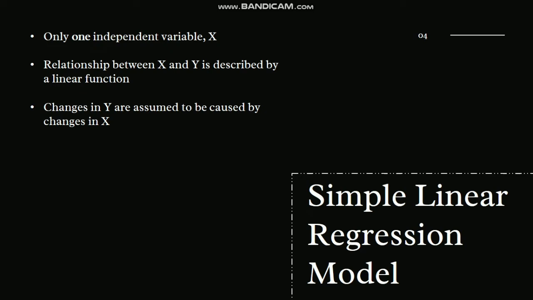Simple linear regression model. First, only one independent variable, it is x. The relationship between x and y is described by a linear function. Changes in y are assumed to be caused by changes in x.